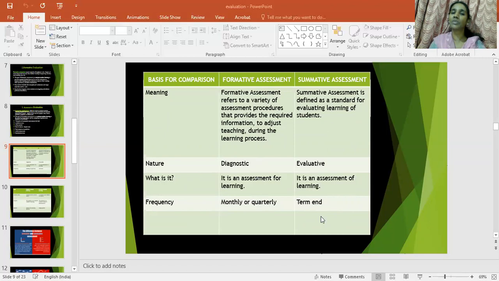Summative assessment means term end. For example, you have just finished your first term, the first semester of B.Ed, and you are waiting to write the exam. After writing the exam you will get the result. That is what summative evaluation is.